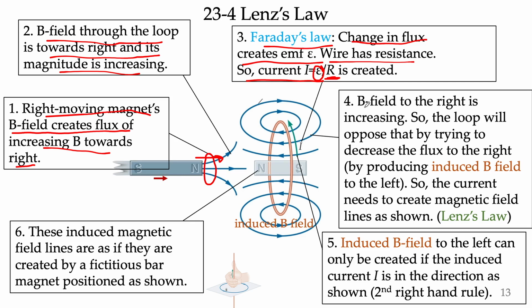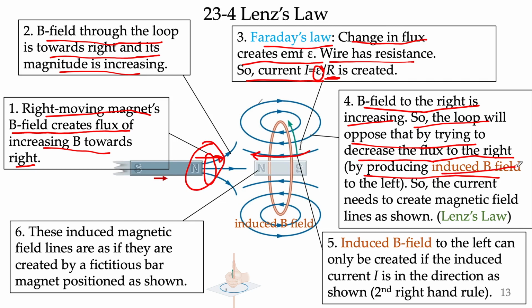So the magnetic field to the right is increasing. Why is it increasing? Because this bar magnet is moving to the right, so it's getting stronger. The loop will oppose that by trying to decrease the flux to the right, by producing an induced magnetic field. Because of this magnet, the magnetic flux, where the magnetic fields are to the right, is increasing. What this loop will try to do is oppose it, so it's going to create magnetic field lines to the left. It's basically trying to oppose what this magnet is doing.